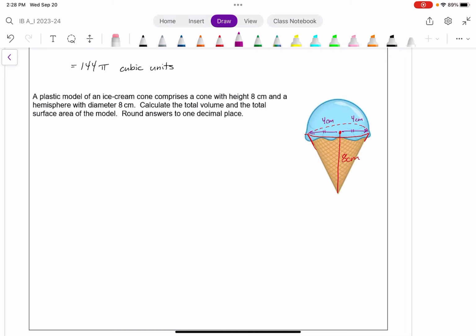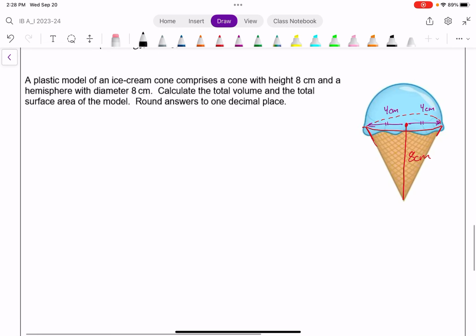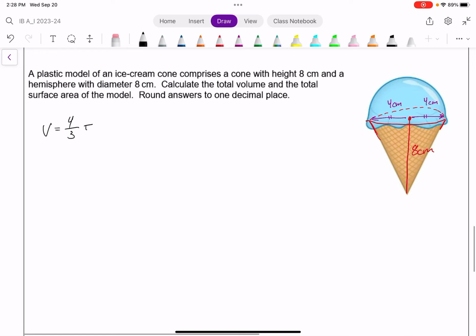Usually volume's a little bit simpler, so let's think about volume first. The volume of the hemisphere is a full sphere divided by 2. We saw that in the last one, so I can just write this as 4/6, which again reduces, but I just want to get rid of the fraction over a fraction. Plus the volume of this right cone, which remember is 1/3 pi r squared h. We have everything we need here. The height is 8 centimeters. The radius is 4 centimeters. We are looking for the answers rounded to 1 decimal place.